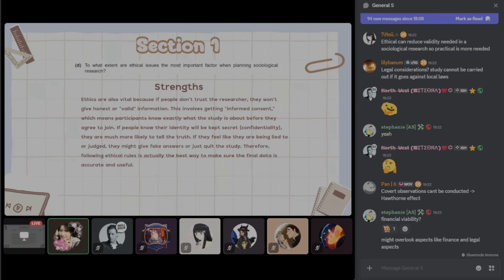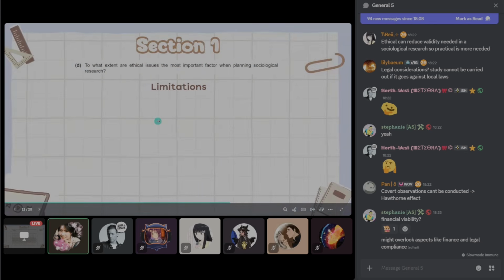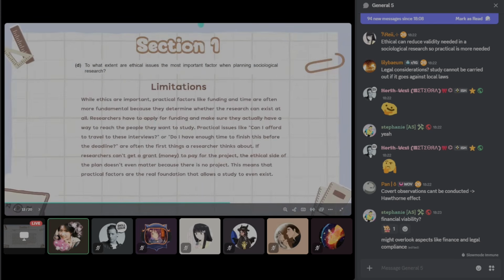Okay, so really nice answers from you guys. Let's get to the limitations. So, yes, some of you did mention practical factors. So, while ethics are important, practical factors like funding and time are often more fundamental because they determine whether this research can exist at all.